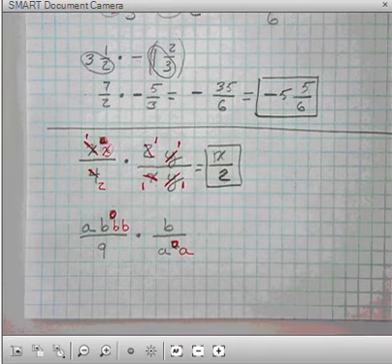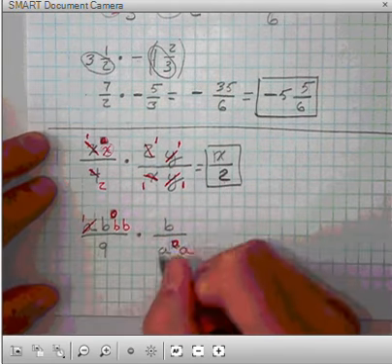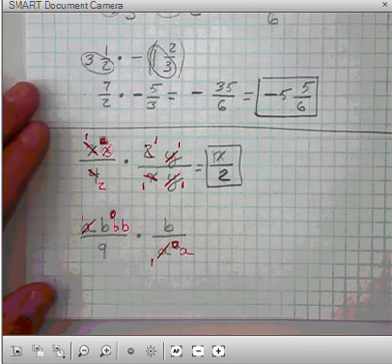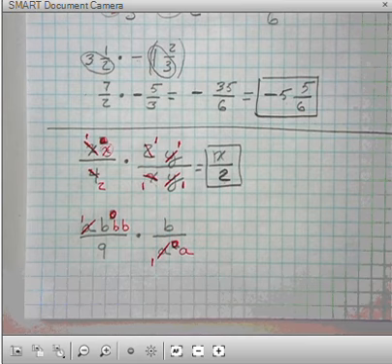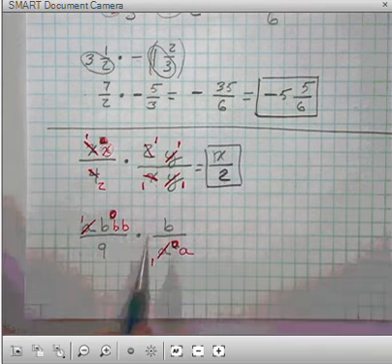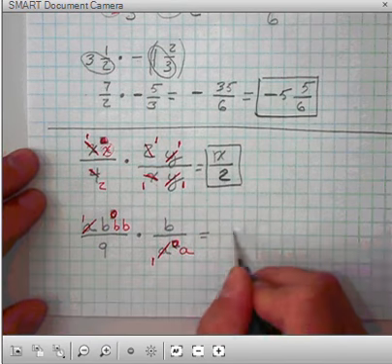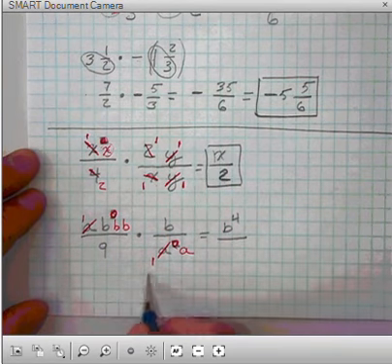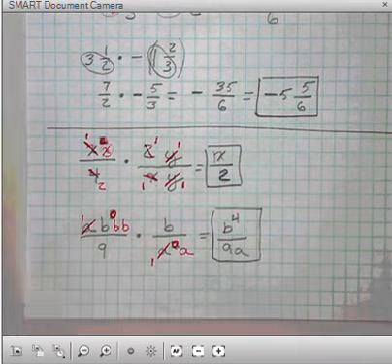Now, what can cancel? Give me something that'll cancel. Give me something else. Sam? Can't cancel on the top. Remember, it has to be over and under. Is there anything else that can cancel? There's nothing else that can cancel. So on the top, I've got b times b times b times b. So what's that going to be? B to the 4th power over 9 times 1 times a will give me 9a.